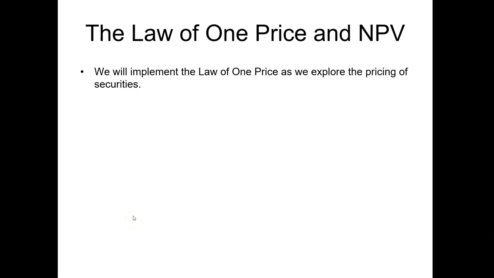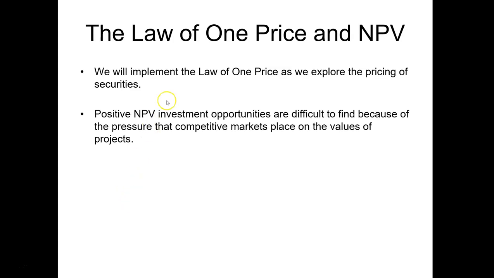The law of one price tells us in a competitive market, arbitrage opportunity will disappear very quickly. In this course, we will have more discussion about bond market and stock market, and we will heavily use the law of one price to establish the price of bond and stock. In a competitive market, we think the market pressure is too strong, so the positive net present value will disappear very quickly.